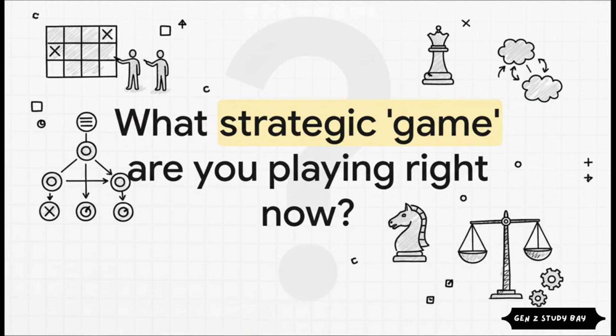So the next time you're facing a tough decision, whether it's at work or just in your life, try thinking like a game theorist. Just try to sketch out the blueprint. Who are the players? What are the choices? What are the goals? You might be absolutely amazed at the clarity it brings. So I'll leave you with this question to think about. What strategic game are you playing right now?